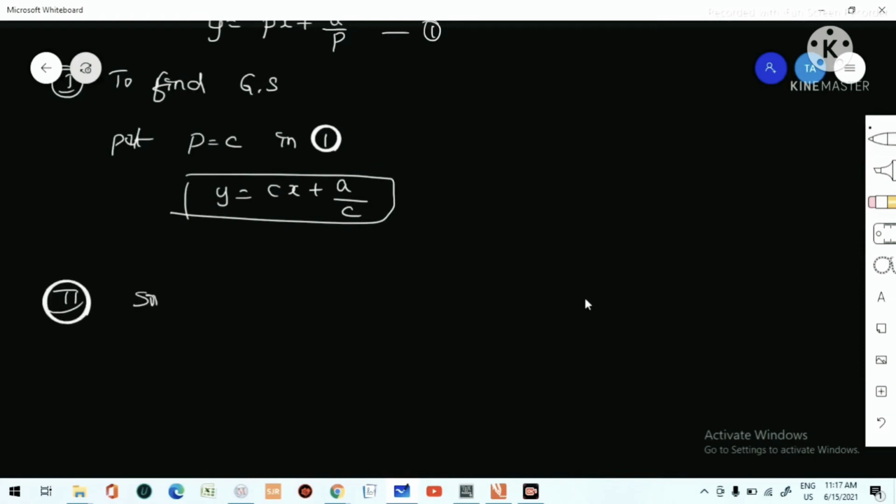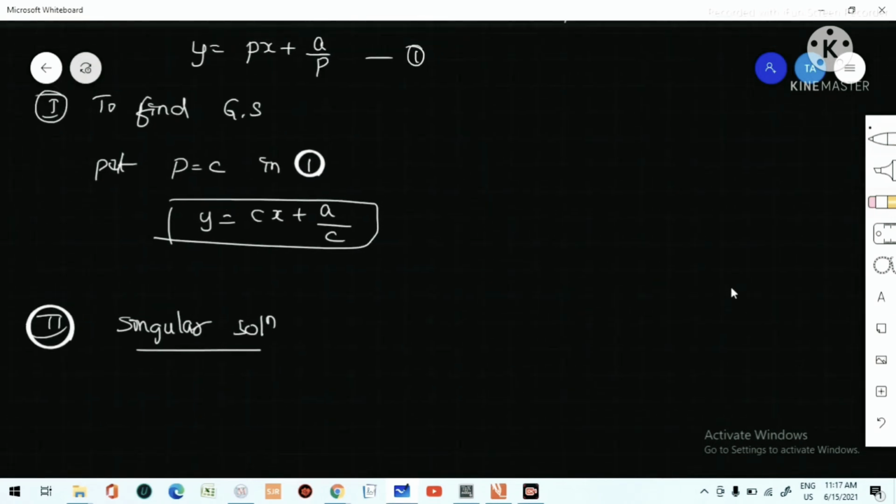Second part, for the singular solution, what I said in the method, we have to differentiate equation number 1 partially with respect to p. This is my equation number 1, which I have written above. Differentiate that with respect to p partially. The left hand side is equal to 0. Differentiating y partially with respect to p, there is no p term there, so it will be 0.